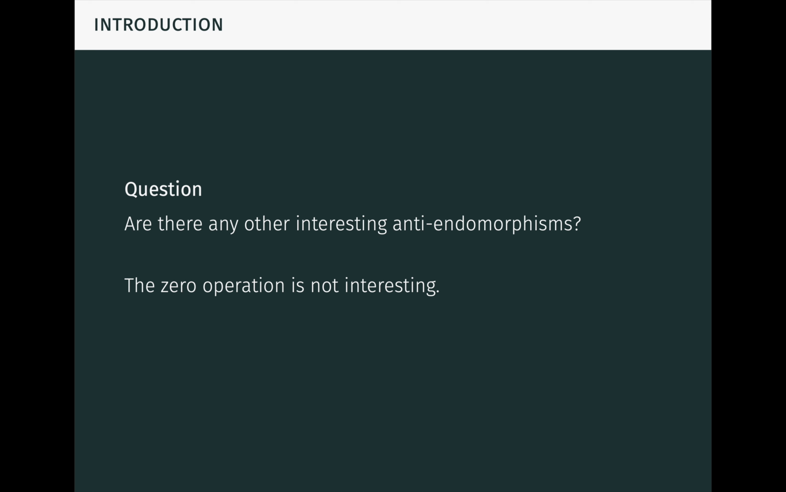By definition, the zero operation is not interesting. We might also think of the matrix inversion operation, but it's not defined for all matrices, so it's out. The whole anti-element of this question is actually slightly annoying, so let's eliminate it.